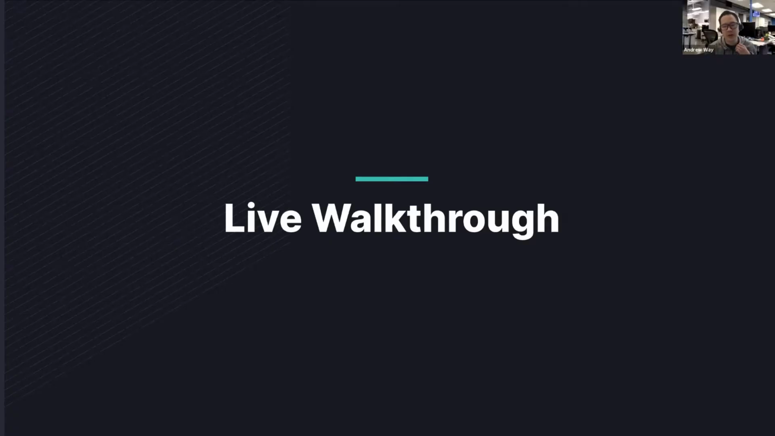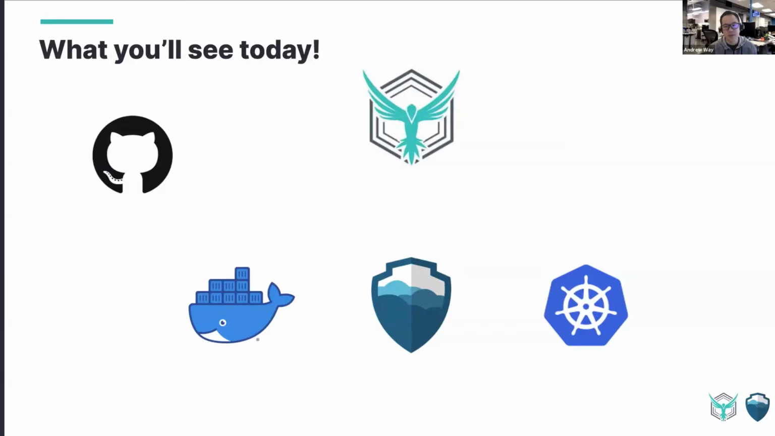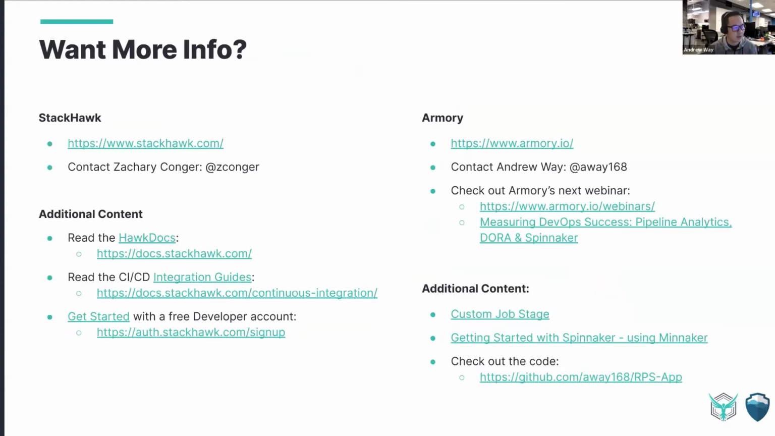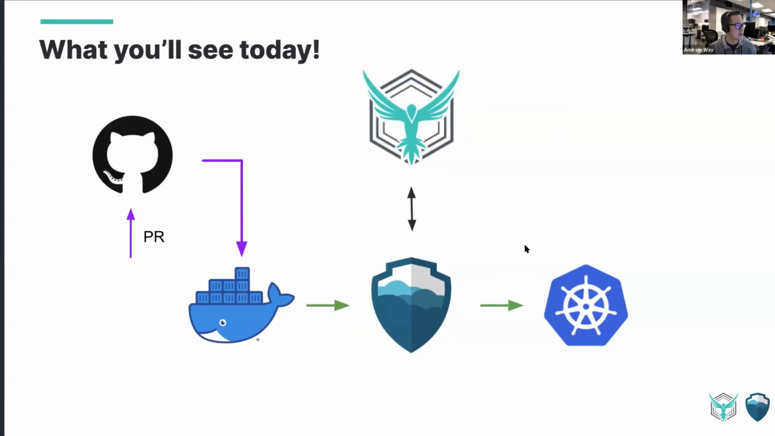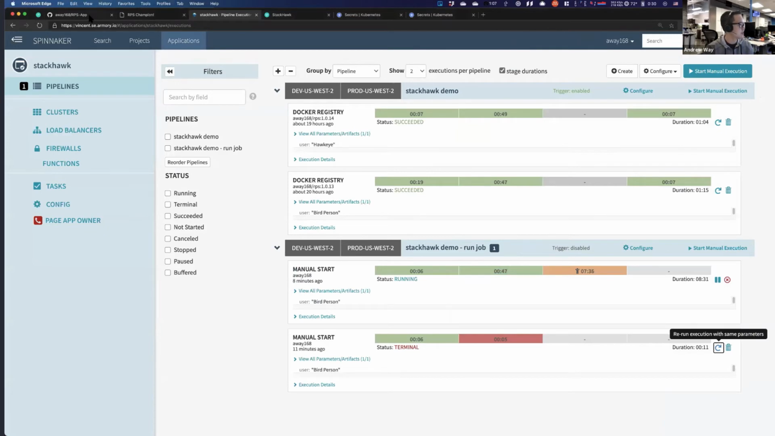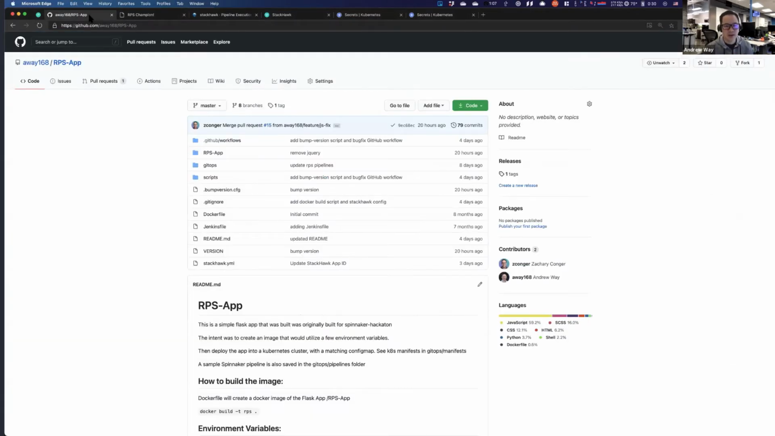Great. So now that we have an overview of Armory and StackHawk, let's jump straight to the live demo. Again, just to recap, we're going to show you a PR to GitHub, which will create an image that will trigger a Spinnaker pipeline, and I'll talk a little bit more about Spinnaker later, that will do a scan and run in Kubernetes. Okay, so let's start with the repo that Zach mentioned.